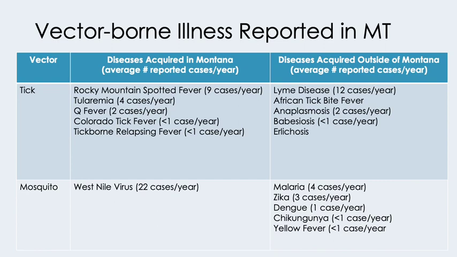Tick-borne illness, right now we don't have any known cases of Lyme disease acquired in Montana, but that is a significant concern in the northeast United States. African tick bite fever, anaplasmosis, babesiosis, ehrlichiosis, all of those have also been found in Montana and have been reported but are not acquired in Montana. All of this information can be found through the Department of Health and Human Services and their Communicable Disease Unit. These reporting and surveillance data are updated on a regular basis.